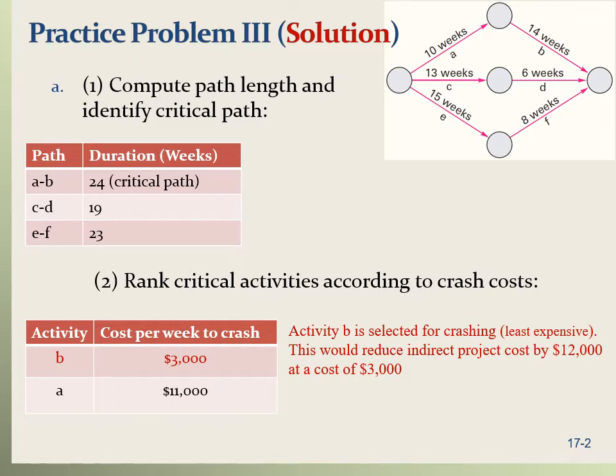This would reduce the length of the project by 1 week, and also the critical path by 1 week. And that means that if we are not working on the project for 1 week, we are saving $12,000, but also we are paying $3,000. So 12,000 minus 3,000, that's 9K. So we are saving $9,000 by crashing activity B.